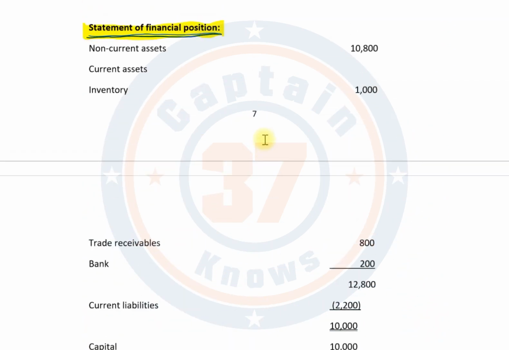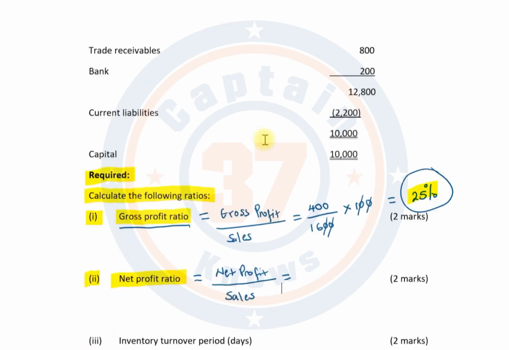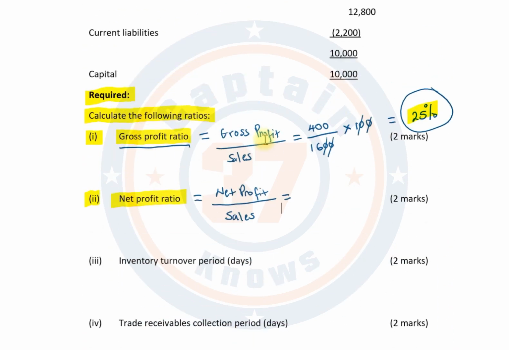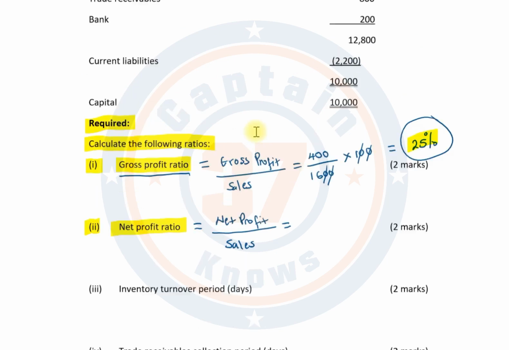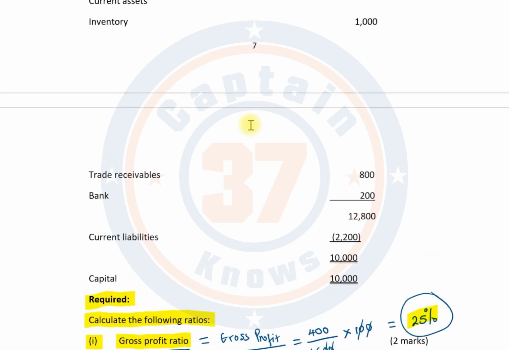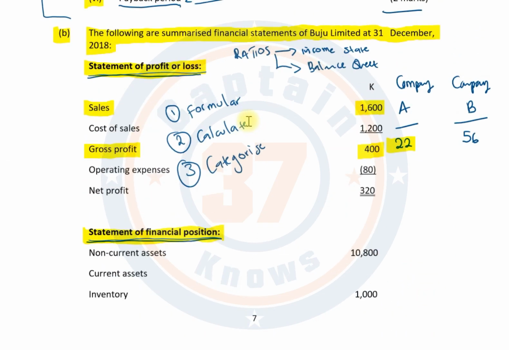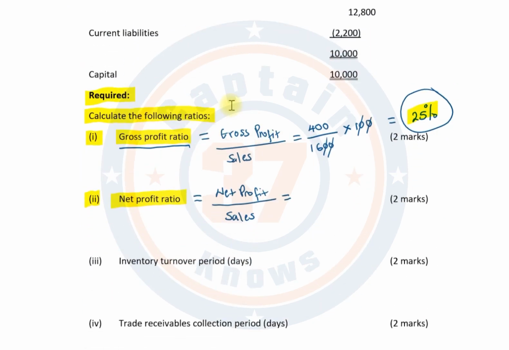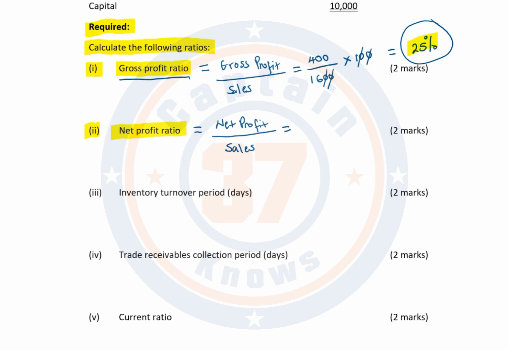We do know that the sales is 1,600 because we already calculated the gross profit ratio and we used the sales, which is 1,600. What we want to know now is how much the net profit is. And so I go to the income statement. That's where we find the net profit. Here it is. The net profit is 320. So let's go back so that we calculate. The net profit is 320.